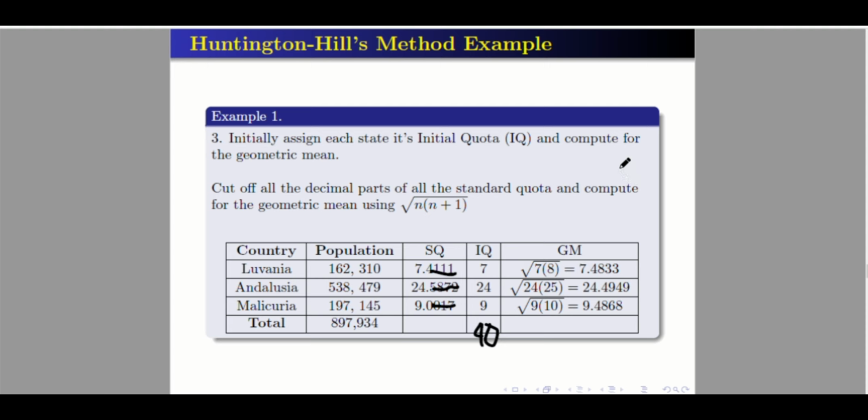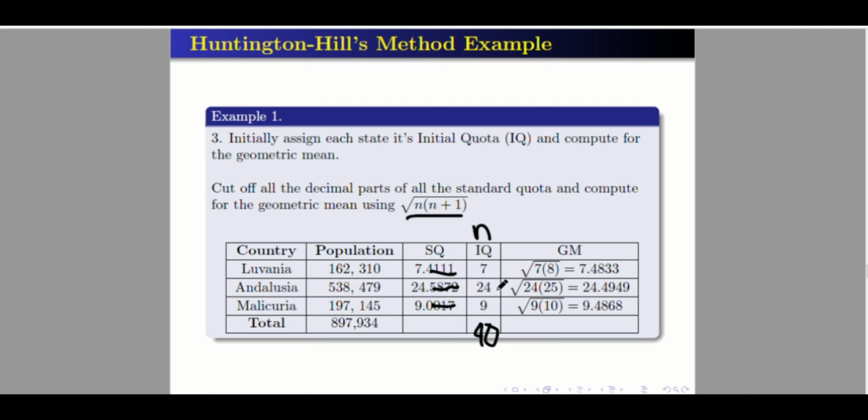Because of this, we must proceed by computing the geometric mean. How do we compute the geometric mean? We will use this one. Now, our standard quota will now be our n. So we have n equals 7, n equals 24, and n equals 9. So we have now n for the first row. For Luvania, we have n, so 7. 7 plus 1 is 8. So 7 times 8, we have 56. The square root of 56 is equal to this.